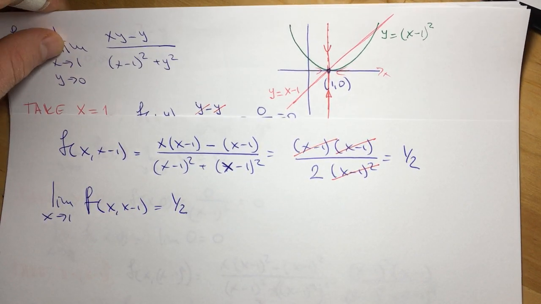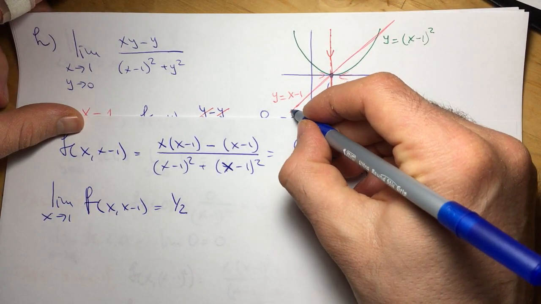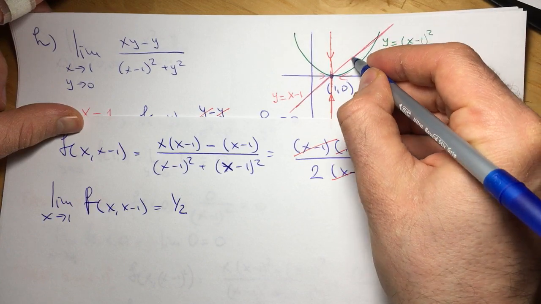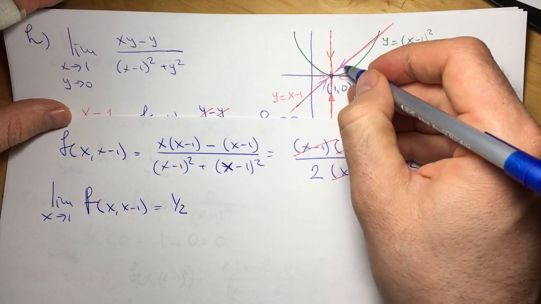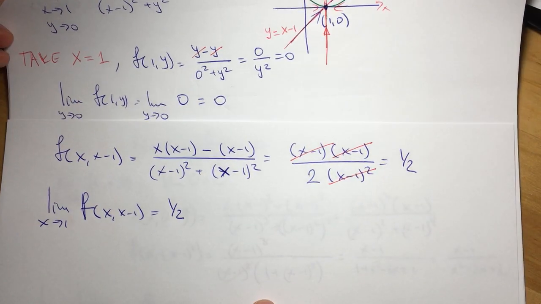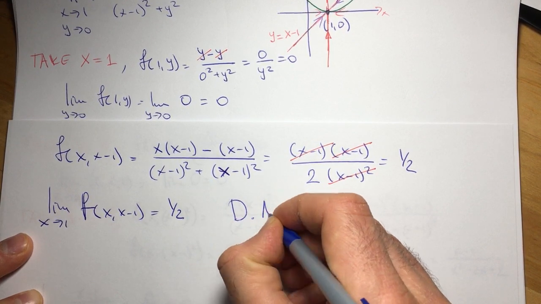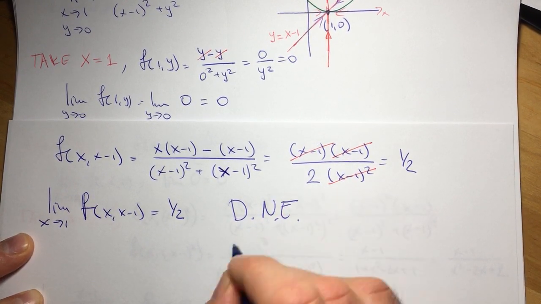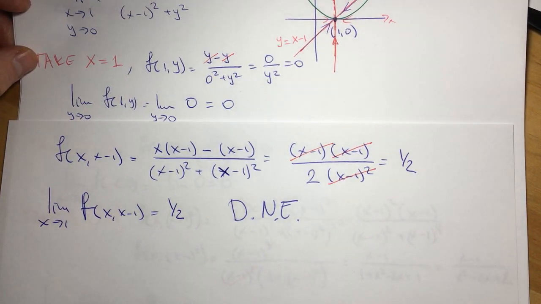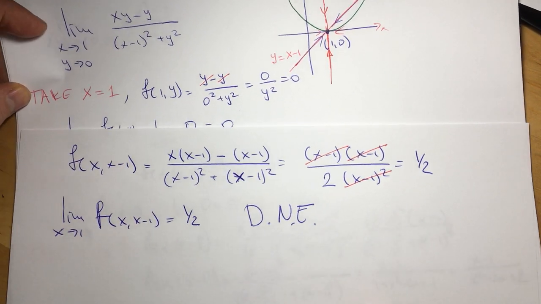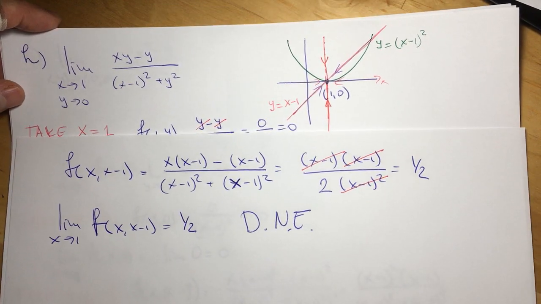Okay? So we have found a path along which, if we approach the desired point along this path, it's going to give us a different limit than the previous one. In conclusion, we say that this limit does not exist. Okay? Finding the path that will give us the positive knowledge about this limit is difficult.